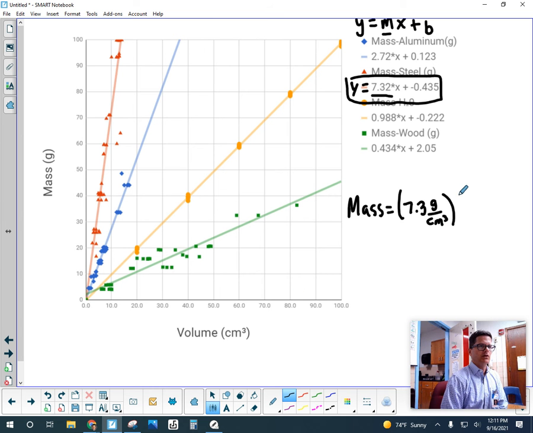Well, the x variable here is volume. And if I truly believe the trend line should trend through 0, which I do because 0 volume would mean 0 mass, I just ignore the intercept. It's a very small number anyway. So this is what I would call the mathematical model or equation that describes our relationship between mass and volume for steel.